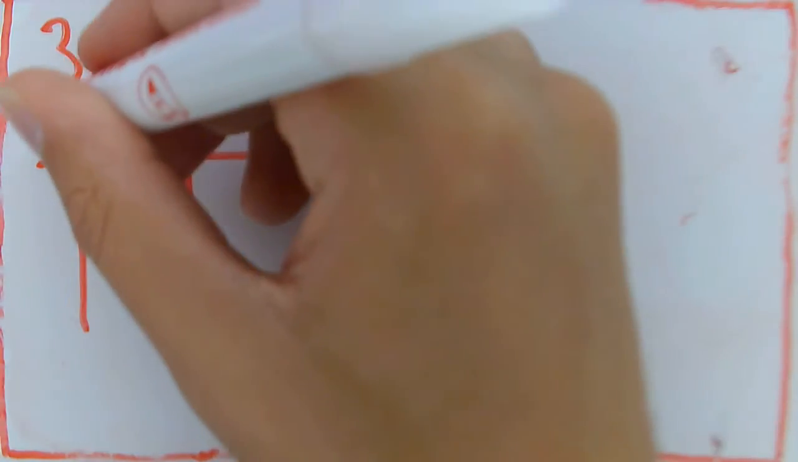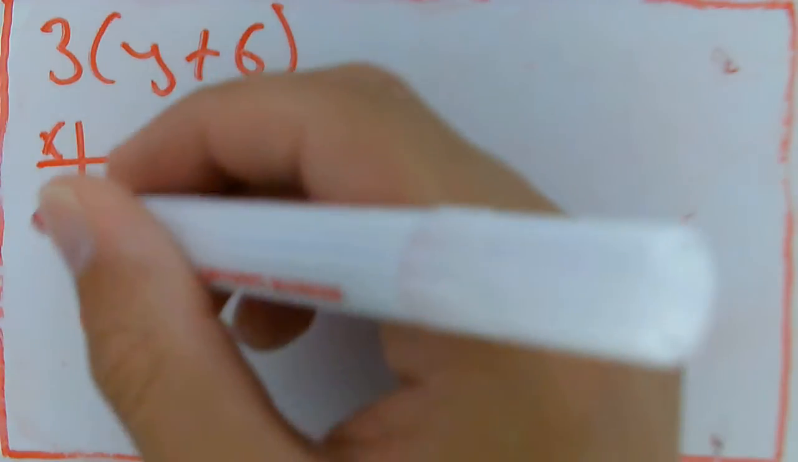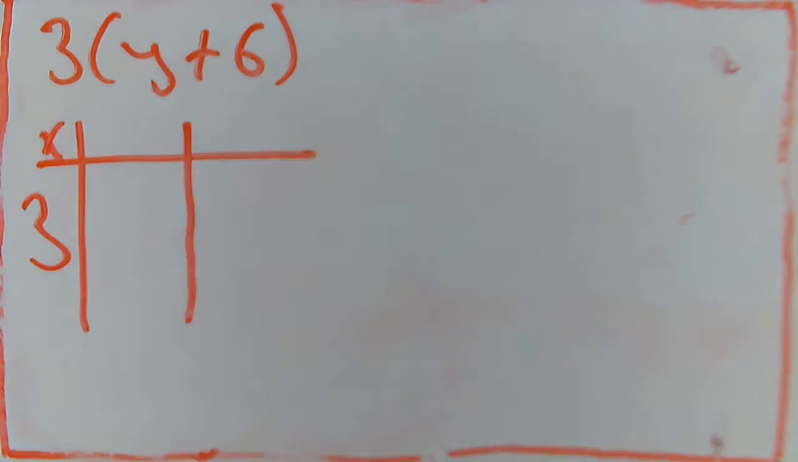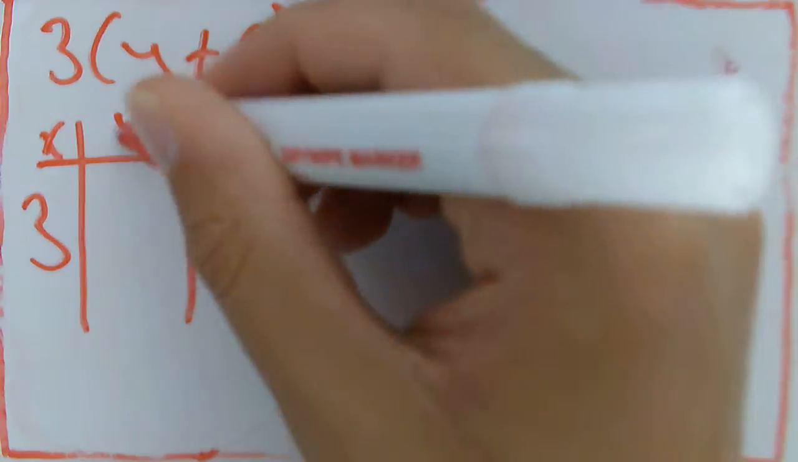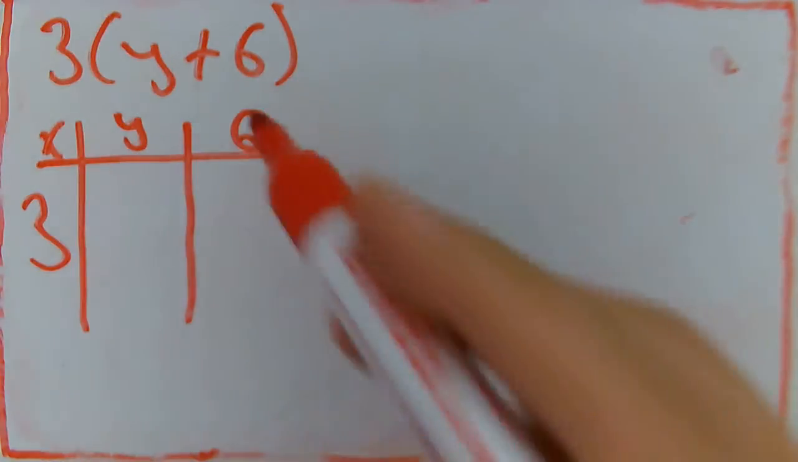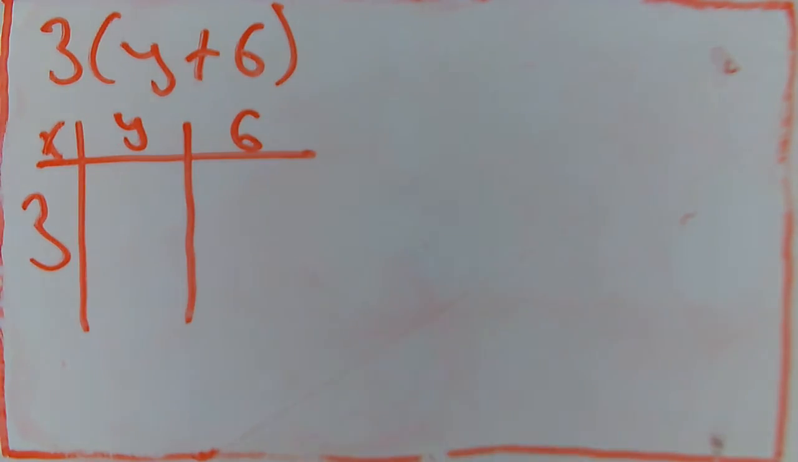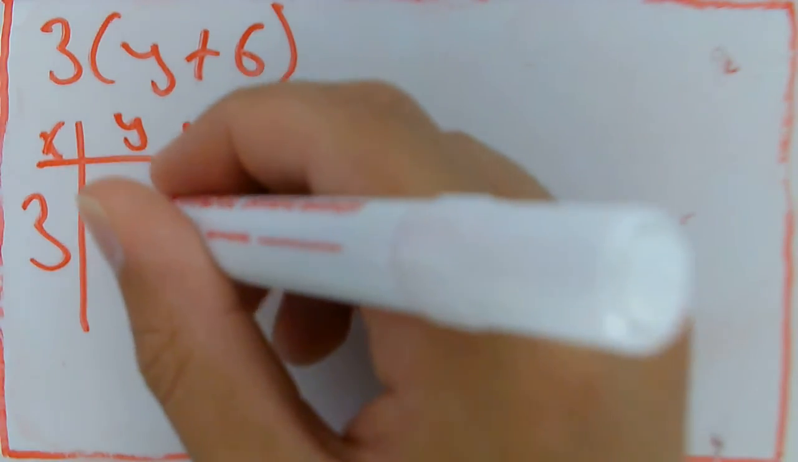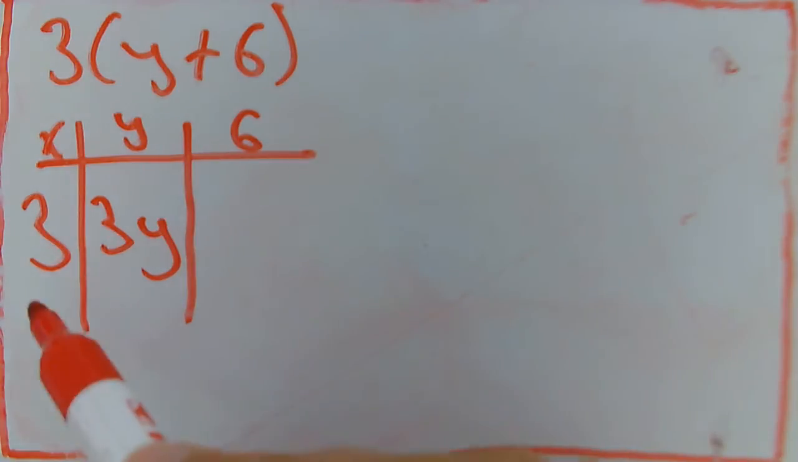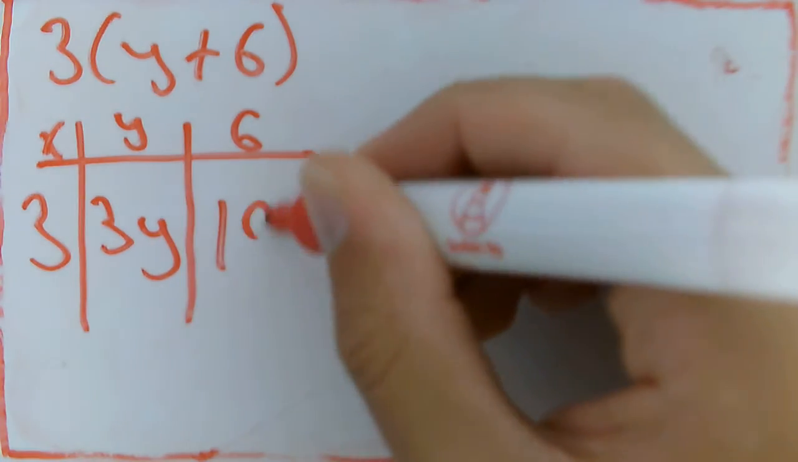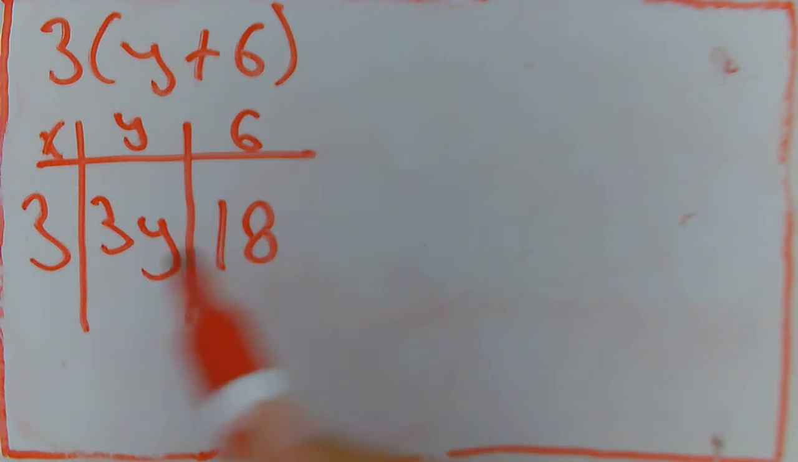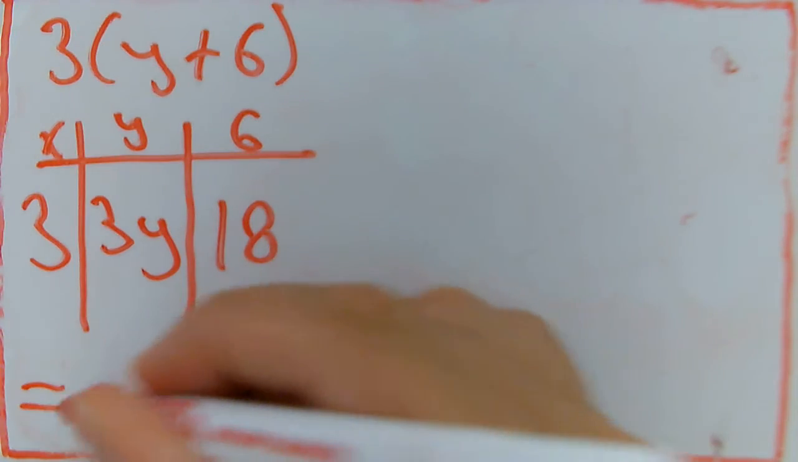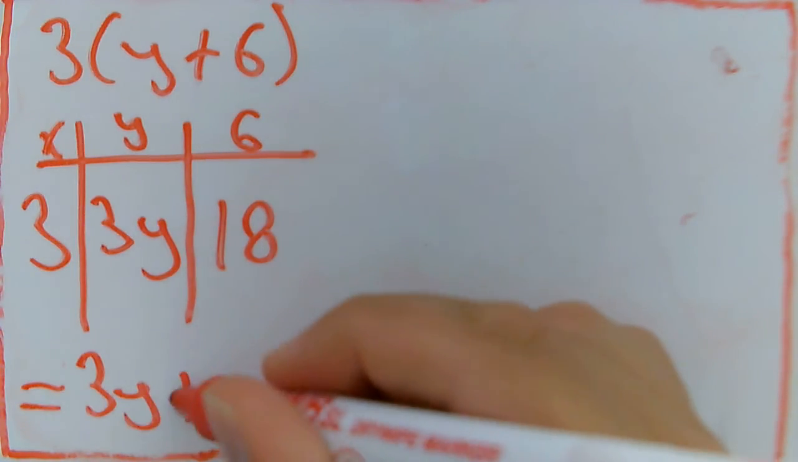So we can do this by using a grid. And we'll look at a couple of different ways to do this. So on the left hand side of this grid, we can put this 3. And on the top, we can put this y and this 6. And we're multiplying them together. So 3 times y gives us 3y. And 3 times 6 gives us 18. And now we're just adding these two parts together. And it gives us an answer of 3y plus 18.